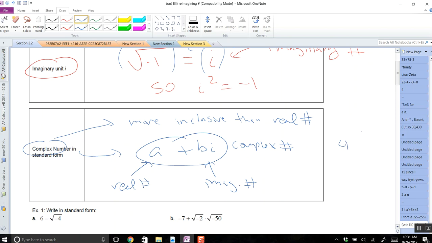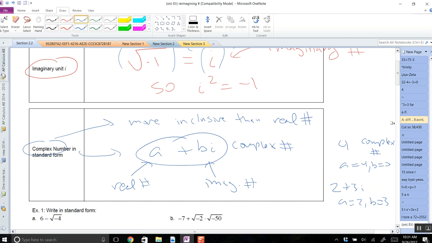So 4, for example, is a complex number, believe it or not. It just doesn't have the imaginary part. a is 4, b is 0. 2 plus 3i is also a complex number. Its real component is 2. Its imaginary component is 3.